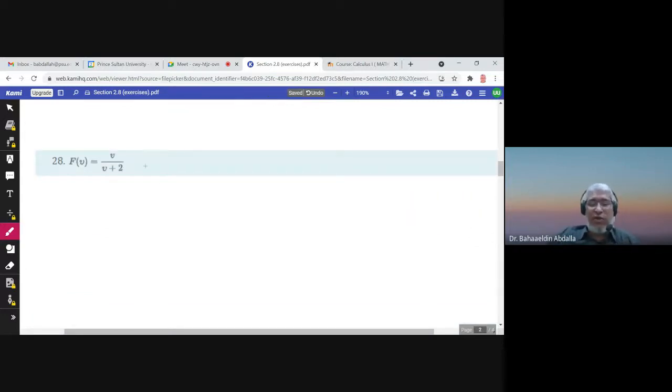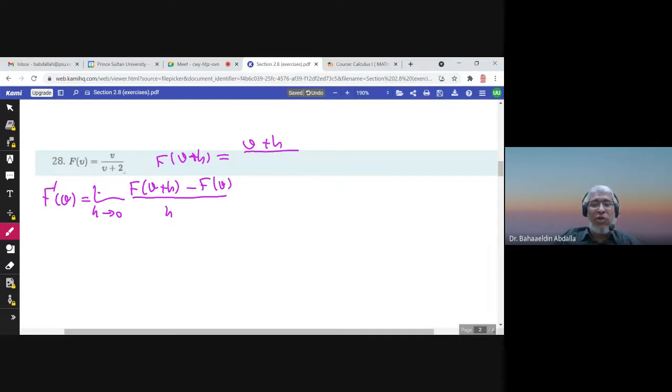Here we have a rational function, and we need to find f prime of v. Well, f prime of v would be the limit when h approaches 0 of f of v plus h minus f of v over h. And to find f of v plus h, we replace v by v plus h. So v, I write v plus h. Over v, I write v plus h. And I put the 2.